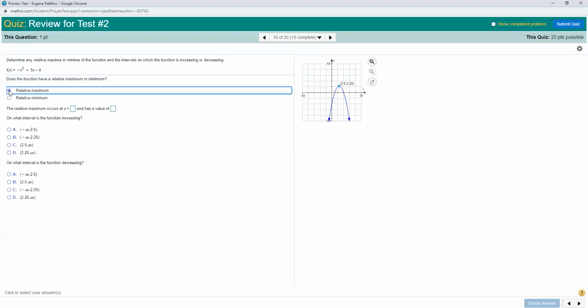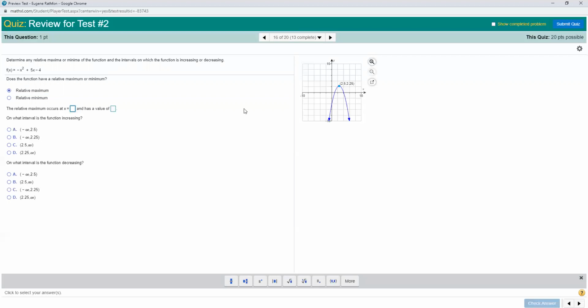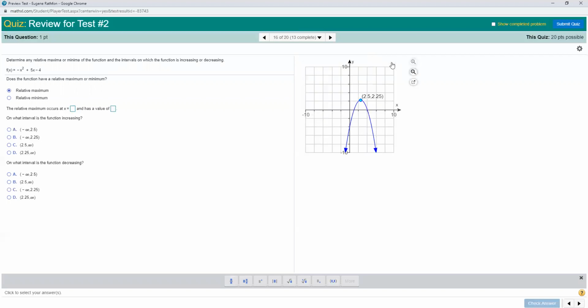Now, it says the relative maximum occurs at x equals. Well, what's that x value? They're giving it to me. Let me zoom in. That looks like a 2.5. So you would come in and put the x value is 2.5. And it has a maximum value of the y value, which is a 2.25. This almost goes back to the one I did earlier with the picture.